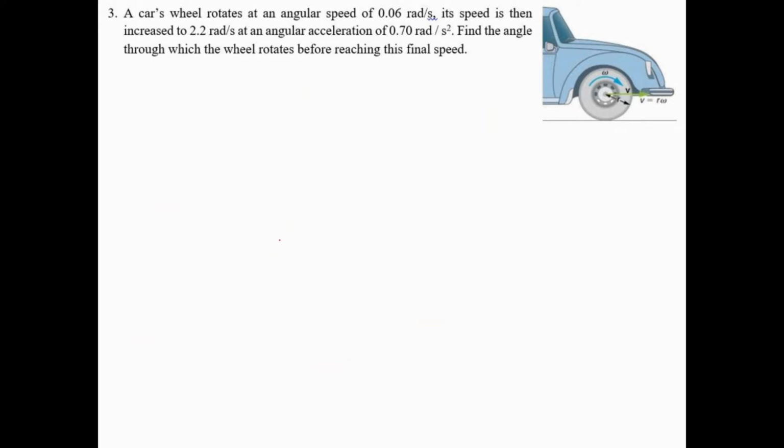A car wheel rotates at an angular speed of 0.06 radian per second. Its speed is then increased. That means this is your initial angular velocity, and after that the speed gets increased. So what is the final angular velocity, which is nothing but 2.2 radian per second, at an angular acceleration of 0.70 radian per second square. So what are the things given in the question?